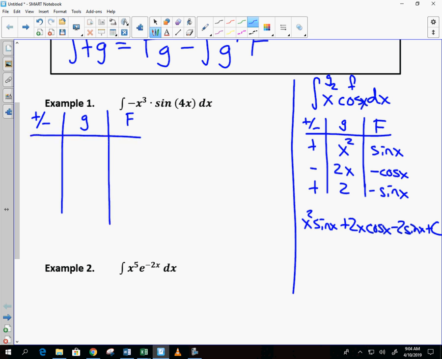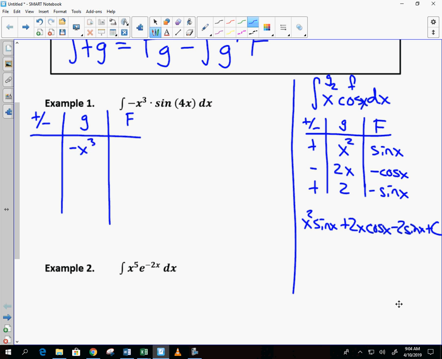Okay, when I look at this example, what I like about it is that negative x cubed will eventually go away. And when I see sine of 4x, I know that that antiderivative will just continue to cycle around and around and around. Everybody agreed? Perfect situation to set up a table. What's more challenging about this is the antiderivative of sine of 4x. That's one that people get confused with. So let's start with the easy part. What's g?